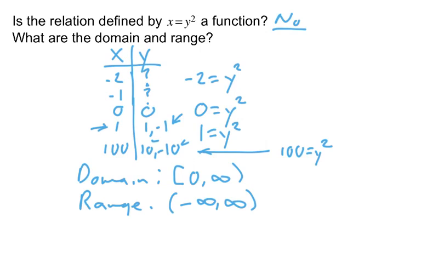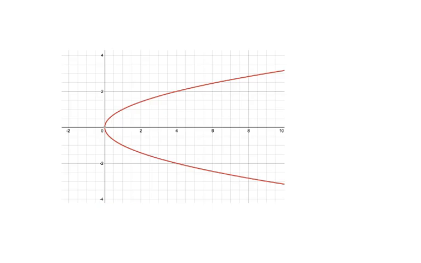Again, we will later be able to analyze this far better, but for right now, here's the graph, and I think you can see that all of these things are true. That's not a function. The domain is 0 to infinity. The range is -infinity to infinity.